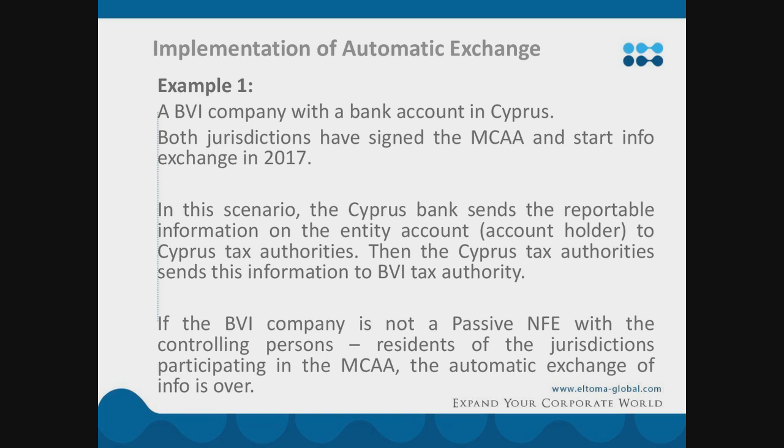will be as follows. Let's assume that we've got a BVI company with a bank account in Cyprus. Both jurisdictions have signed the multilateral competent authority agreement and start information exchange in 2017. In this scenario, the Cyprus bank sends the reportable information on the entity account, so the account holder, to Cyprus tax authorities. Then the Cyprus tax authorities send this information to the BVI tax authority.